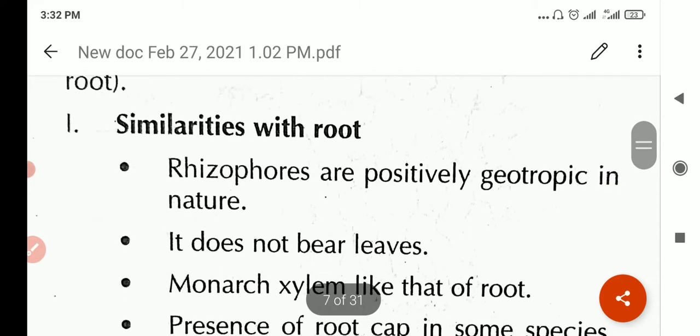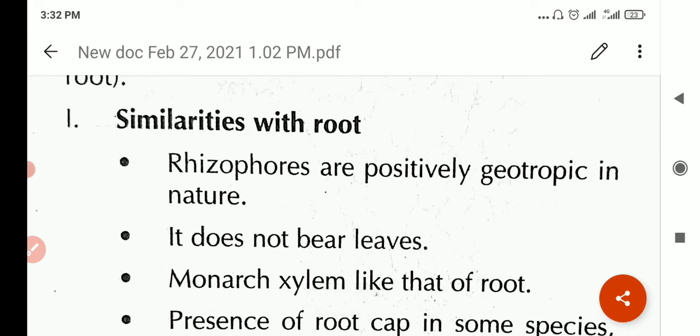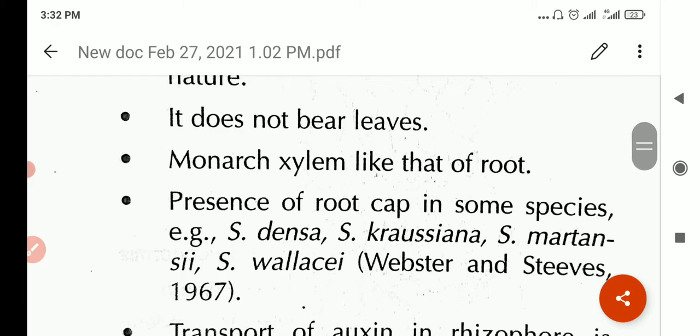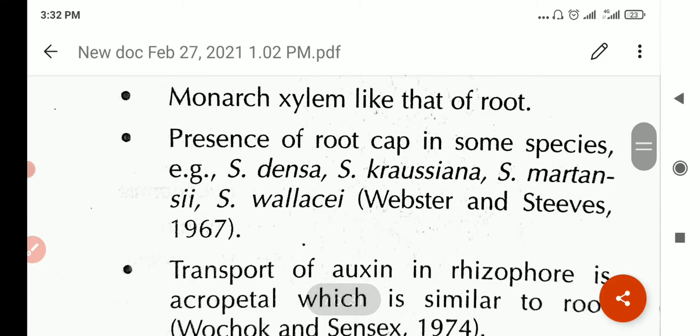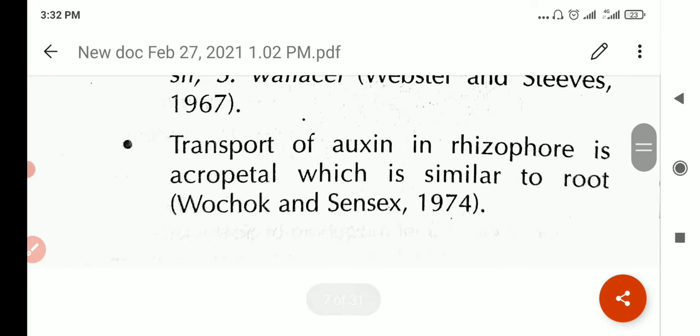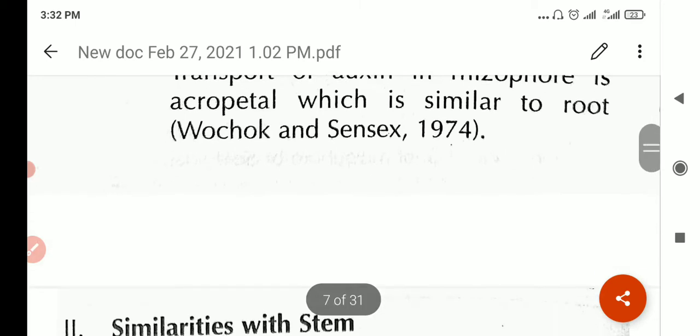So here, how is it similar with the root? Okay, it's similar with the root because they grow towards the soil. So they are positively geotropic in nature. Similar with the root because they do not have leaves. Then the central xylem is surrounded by phloem. It looks like roots. Mostly roots have that xylem phloem arrangement. Then there is a root cap in some species, like Crotalaria, they have a root cap. Then transport of auxin in rhizophore is acropetal, which is similar to the root. Okay, it goes towards the tip.